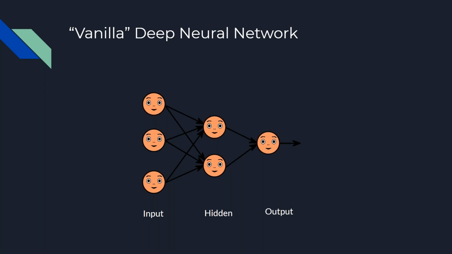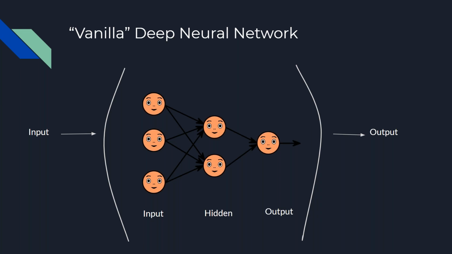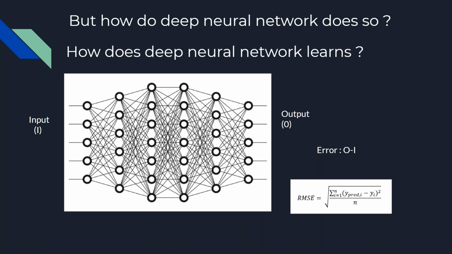Multiple layers of input, hidden, and output. So what a deep neural network does is take input and give us the output. In simple mathematics, we can say that a deep neural network is nothing but a differentiable function which takes input and returns us the output, right? But the question arises, how does the deep neural network do so? How does a deep neural network learn this algorithm, that if we give some input, then it returns the output?